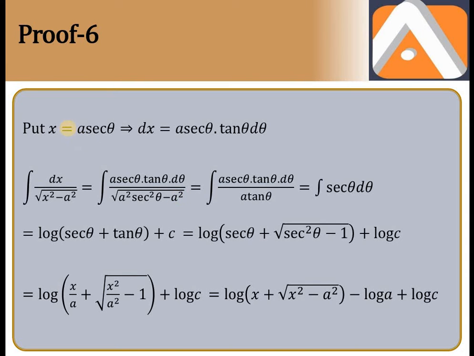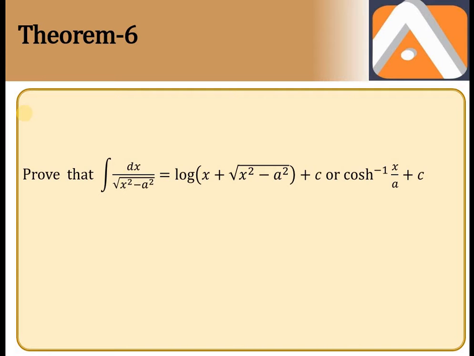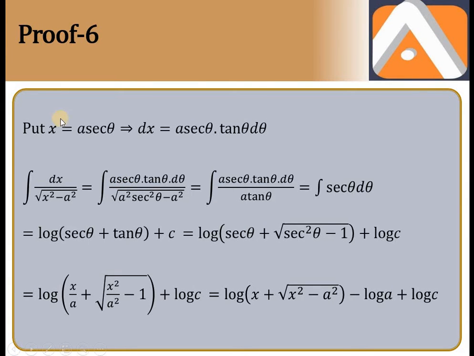Now what substitution am I going to take? See here, x square minus a square. If you recall the trigonometric identities, like secant square theta minus 1 is equal to tan square theta. So here it is in the form of secant square theta minus 1. So x value you are going to take as a secant theta. Differentiate: dx is equal to a into sec theta, derivative is sec theta into tan theta d theta.